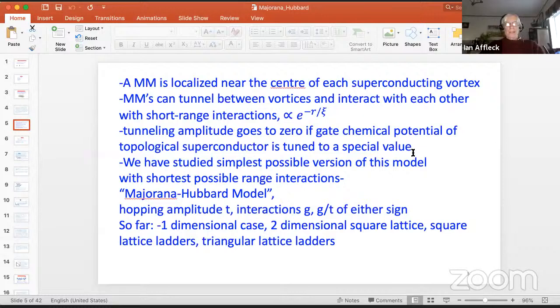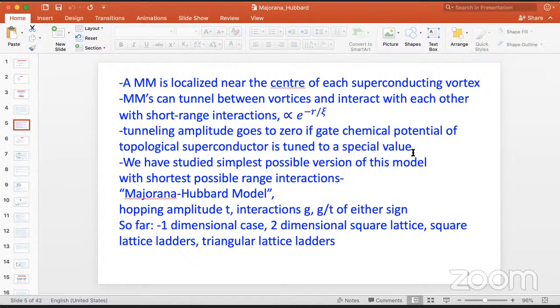this model with interactions. So we studied the simplest possible version of this model with the shortest possible range interactions. And we call this the Majorana Hubbard model. It has a hopping amplitude t, it has interactions g, and we let g over t be either sign because it's not quite clear to us whether the interactions could be effectively attractive or repulsive, given that we're dealing with a superconductor. So far we've studied the one-dimensional case, the two-dimensional square lattice ladders, and triangular lattice ladders.